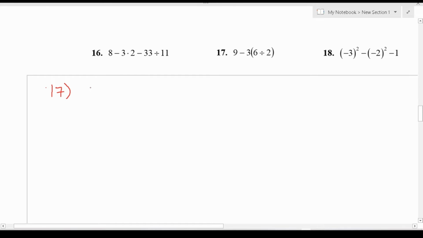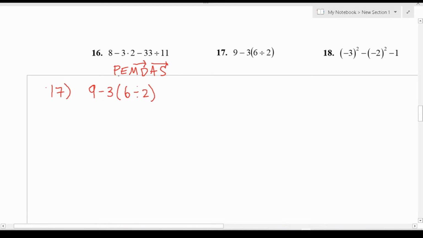Let's copy it down first. This is 9 minus 3 times 6 divided by 2 in parentheses. Again, not surprisingly, I'm going to start by writing that down. After you do this video, you're just going to know to write this down to do these problems, which is great because, again, if you follow this order to work out these problems, you'll never make a mistake. I shouldn't say never. Your chances of making a mistake are almost nothing.